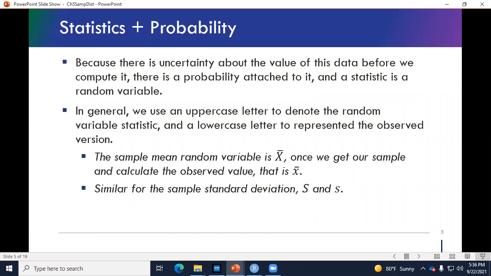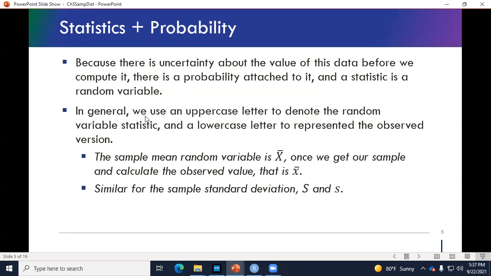Because there is uncertainty about the value of the data that we collected. Before we do the computation, the data, the sample, by itself has some uncertainty. So there would be a probability attached to it. So a statistic is a random variable. We learned probability, like densities, and when we talk about random variables, we talk about PDF and CDF. So a statistic is still a random variable, where we can get some probability characteristics about it.